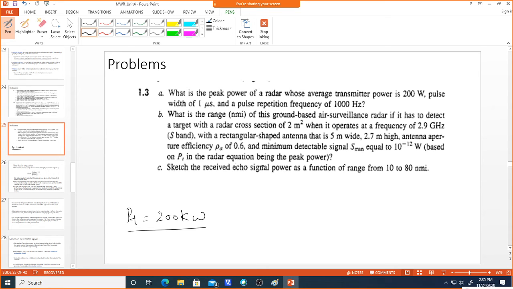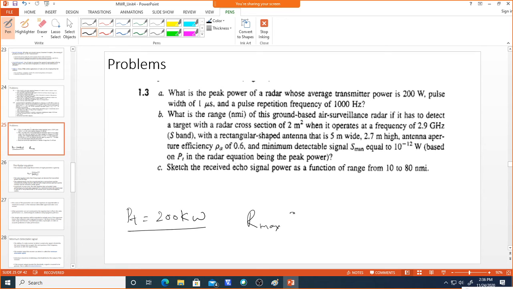So now what is the range of this ground based air surveillance radar if it has to detect a target with radar cross section of 2 meters square when it operates at a frequency of 2.9 gigahertz with a rectangular shaped antenna that is 5 meter wide, 2 meter height, antenna aperture efficiency 0.6 and minimum detectable signal 10 power minus 12 watt. So based on PT in the radar equation being the peak power, the transmitter power we have found, and all other parameters are given. Now find out the range.